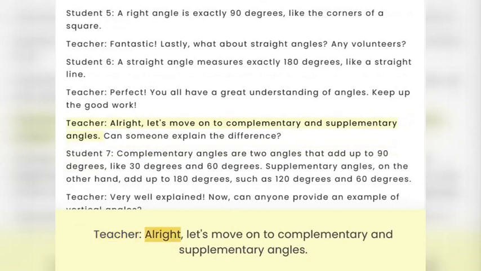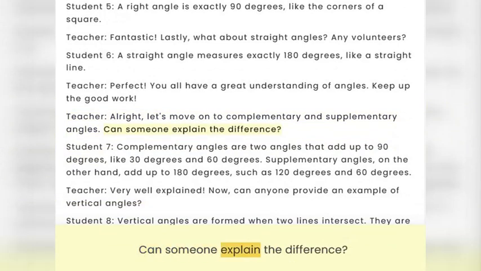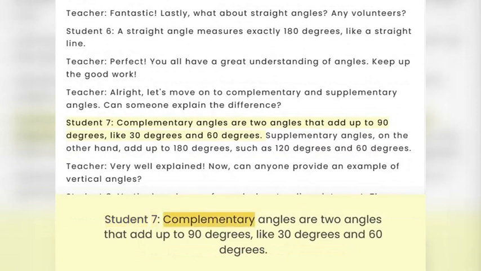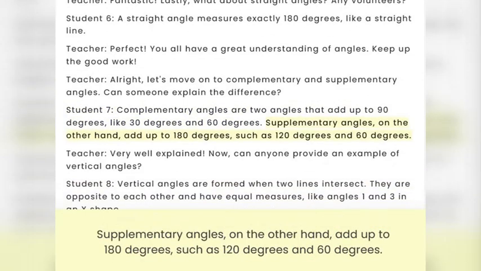Teacher: All right, let's move on to complementary and supplementary angles. Can someone explain the difference? Student 7: Complementary angles are two angles that add up to 90 degrees, like 30 degrees and 60 degrees. Supplementary angles, on the other hand, add up to 180 degrees, such as 120 degrees and 60 degrees.